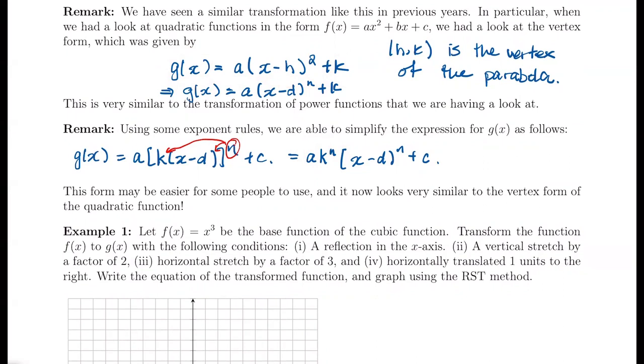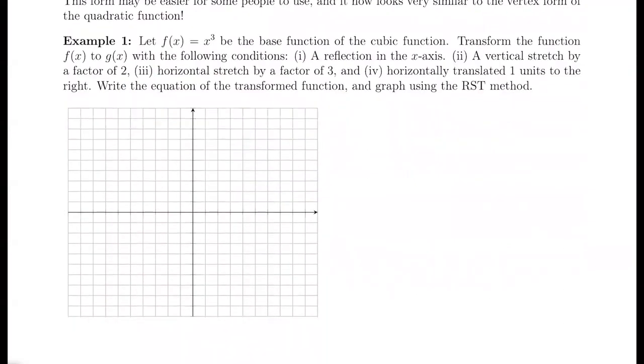All right, so now let's have a look at an example. So let's say we have the function f of x is equal to x cubed, the base function of the cubic function. So let's transform the function from f to g with the following conditions. The first condition is that we have a reflection in the x-axis. We have a vertical stretch by a factor of 2. We have a horizontal stretch by a factor of 3, and horizontally translated 1 unit to the right. So let's write the equation of the transformed function and graph the function using RST.